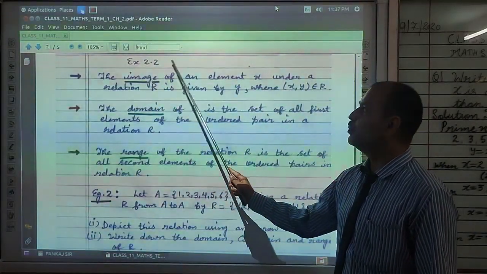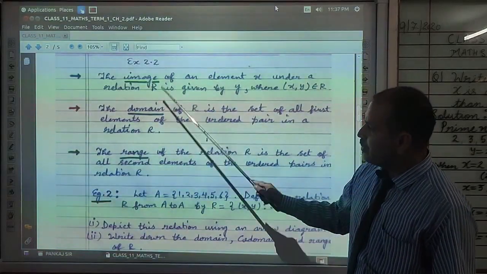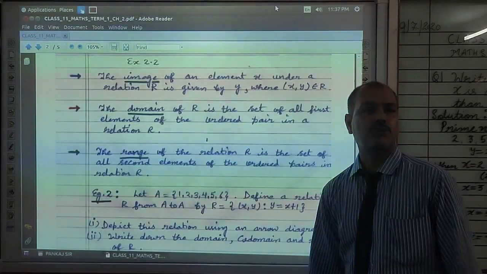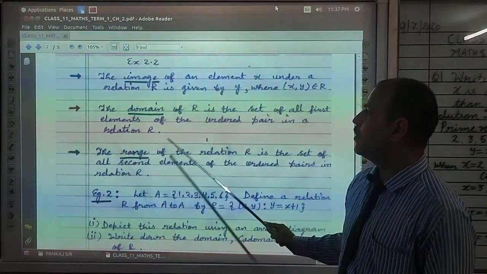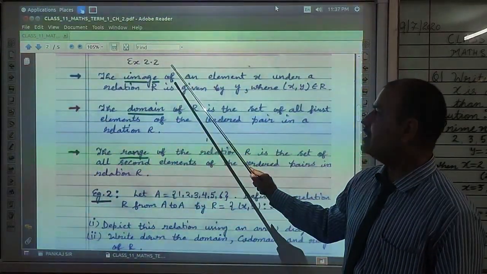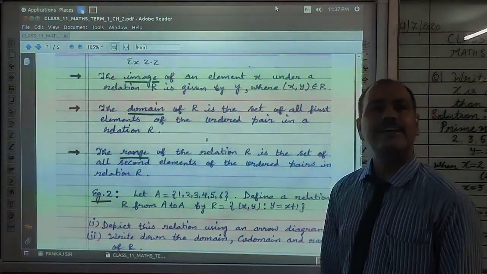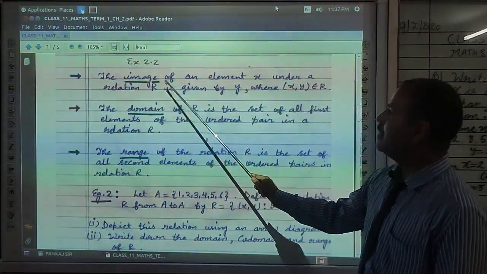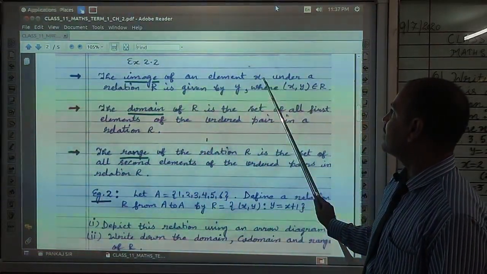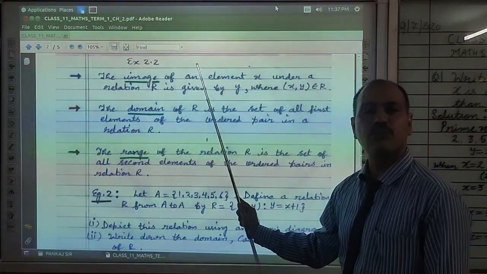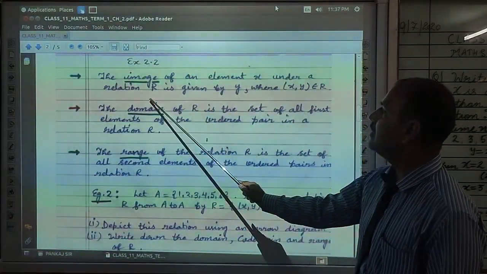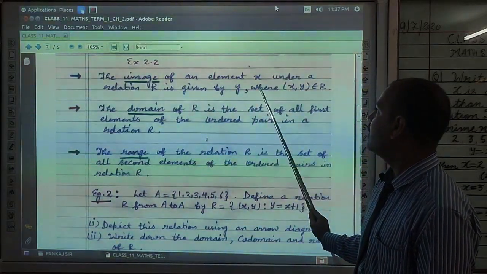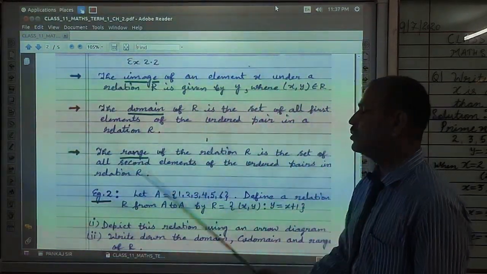Exercise 2.2 important points: image, domain, range, and one more, codomain. Exercise 2.2 is based on image, domain, range, and codomain. What do you mean by image? The image of an element X under a relation R is given by Y, where (X, Y) belongs to R.